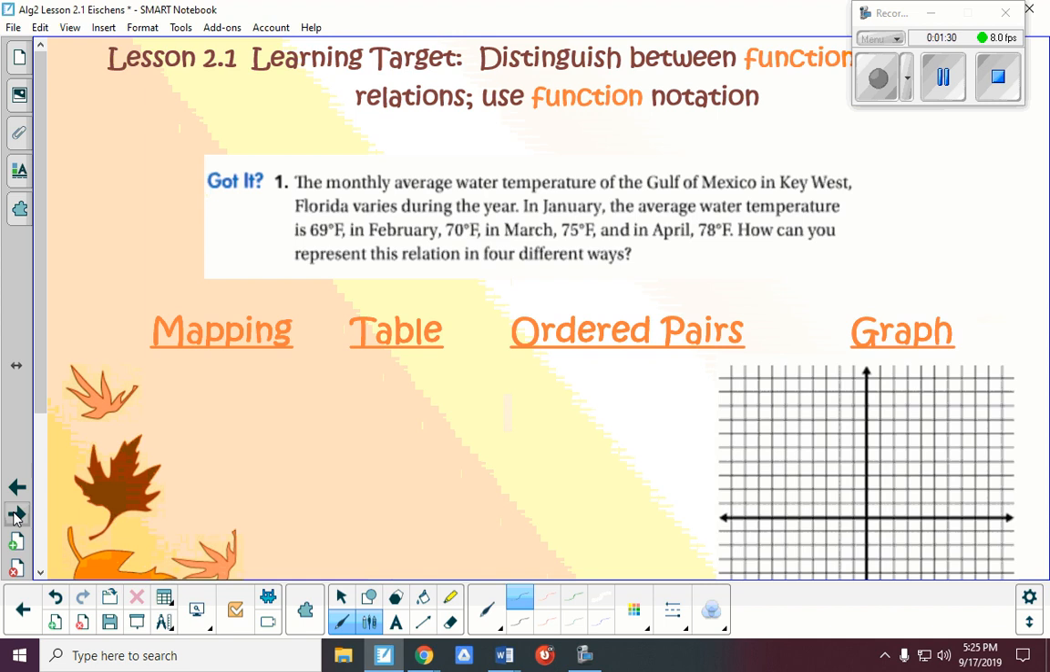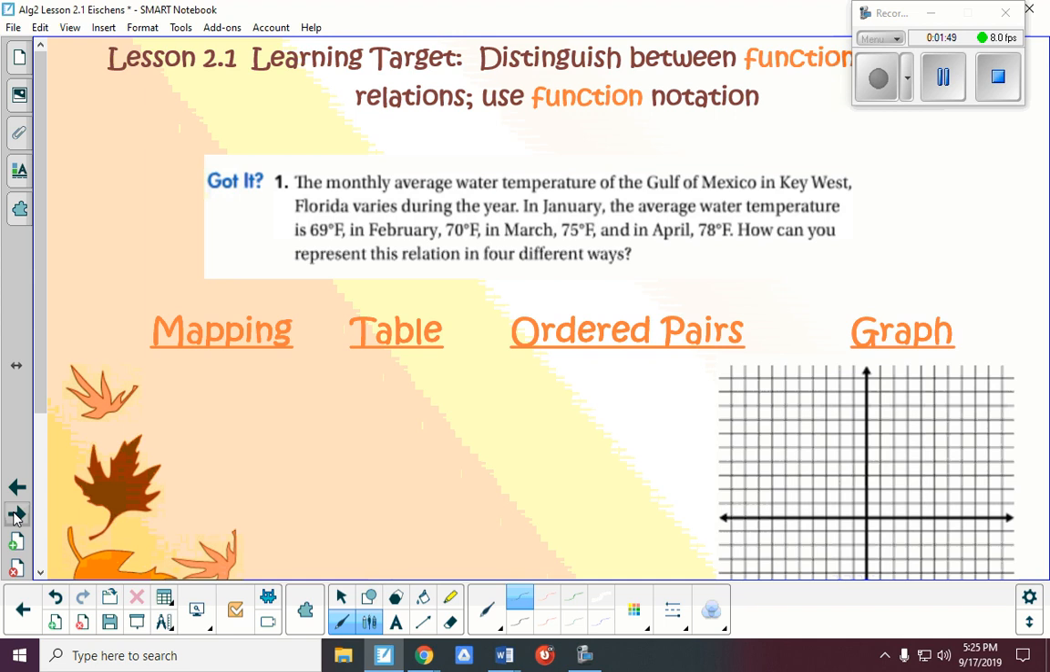Now here's an example. It says the monthly average water temperature of the Gulf of Mexico in Key West, Florida varies during the year. In January, the average water temp is 69 degrees. In February, it's 70 degrees. In March, it's 75. And in April, it's 78 degrees. How can you represent this relation in 4 different ways?